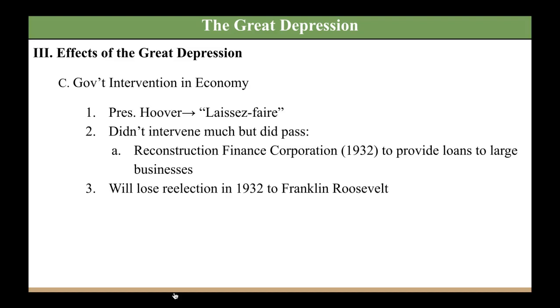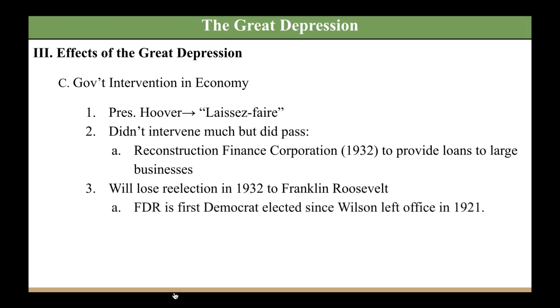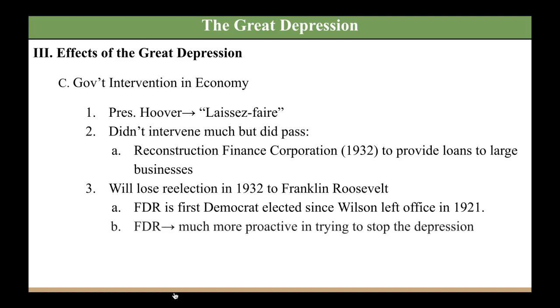guy named Franklin Roosevelt. And Roosevelt sounds familiar. His distant cousin was Theodore Roosevelt, who was the president during the early 1900s, during that Panama Canal time period. But he will be elected to the presidency in 1932. Now, Franklin Roosevelt, sometimes referred to as FDR by his initials, is the first Democrat elected to presidential office since Wilson left office in 1921. So we're talking about an 11-year time period here where Republican policies have been in place. And so FDR is going to be the first Democrat that will be elected to office since 1921.